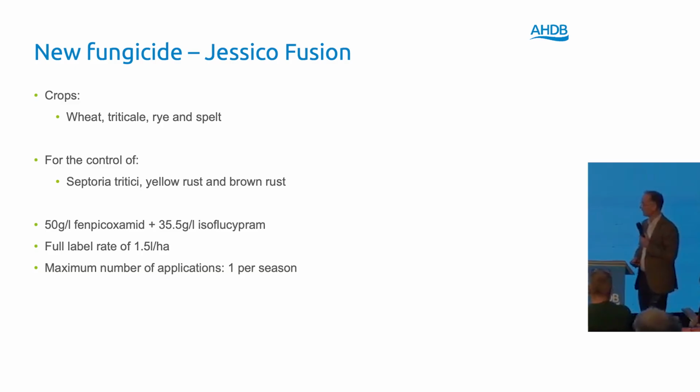In a litre of Jessico Fusion, it has 50 grams of fenpicoxamid and 35.5 grams of isoflucypram. And at a full label rate of 1.5, that equates to around a 75% dose of fenpicoxamid and a 71% dose of isoflucypram. So it's quite a loaded product, not quite like the Anobis and Brutuses of the world back then, but perhaps certainly a bit more than half plus a half. You can only use it once.